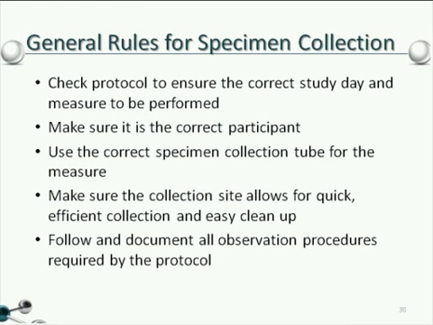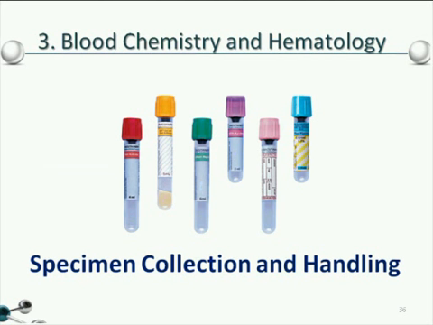So for getting blood from participants, we ask that you check your protocol to make sure that you understand the correct study day. Also, check to make sure you have the correct participant, and that you're using the correct collection tube for each measure. The tubes are color coordinated. I want to go back a little bit to show you what I mean by color coordinated. Right here you have color coordinated tubes.